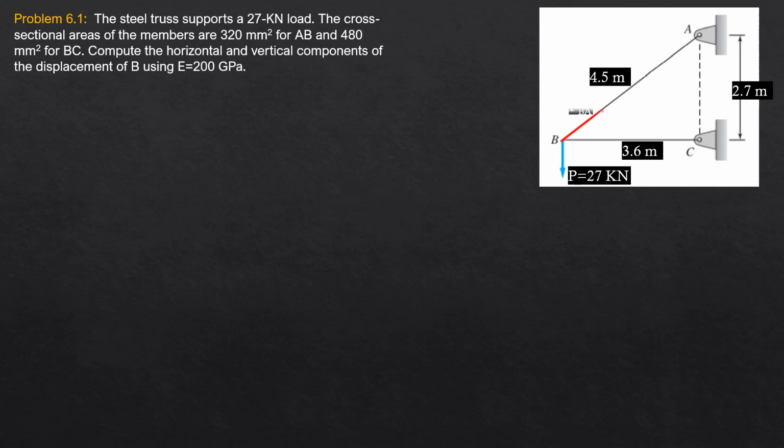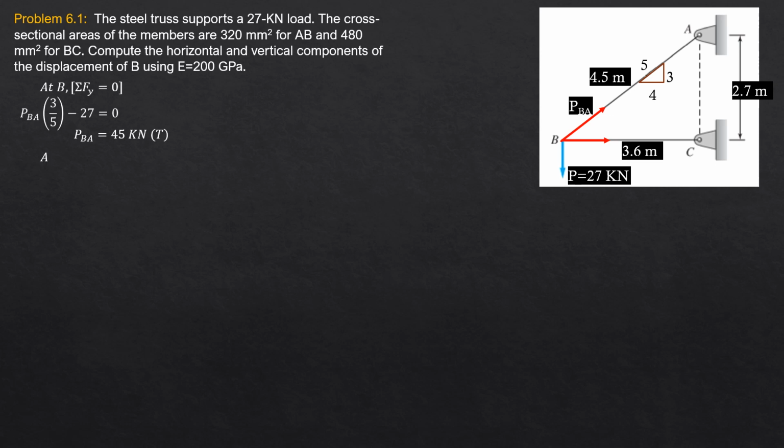So let's assume tension, just like in statics. Call that PBA and PBC. So the slope is 3 vertical for 4 horizontal, then 5 hypotenuse. These are the lengths. So at B, summation forces y equals 0. The vertical component of PBA is PBA times 3 over 5, then minus 27 equals 0. So solving for PBA, PBA is equal to 45 kilonewtons, and it is in tension because the result is positive.